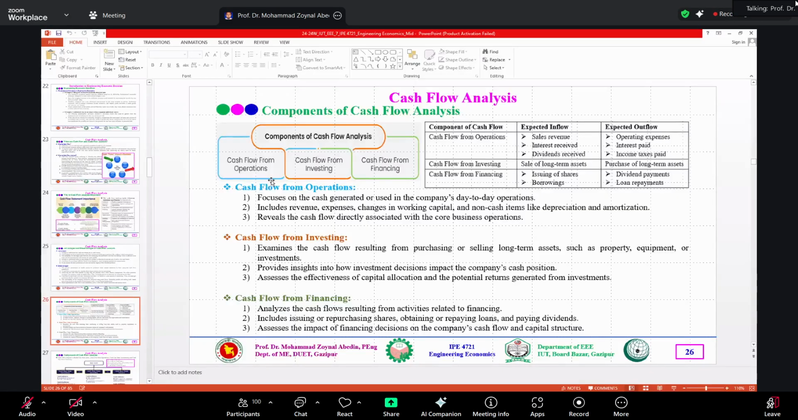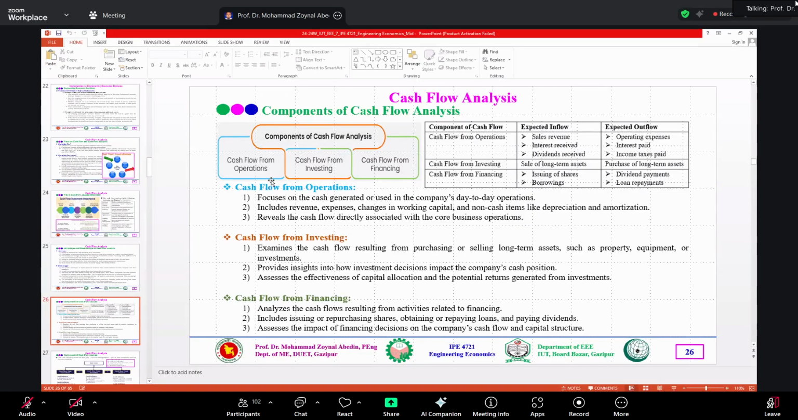Operation means the capital, loan, and also some other very important things: revenue and the expenses. Interest, tax, dividend. These all are the operation. Investing means that you have to invest something that is needed for starting your company. It means the machineries, infrastructure, building, land. This is the cash flow you have to pay or handle. Third one is the cash flow from financing. That is the shares, borrowings. These all are the cash flow from financing.